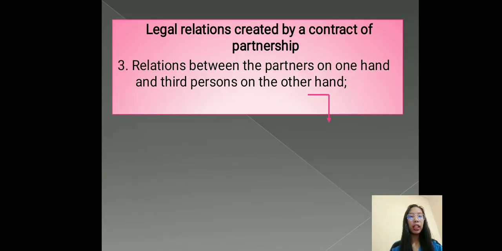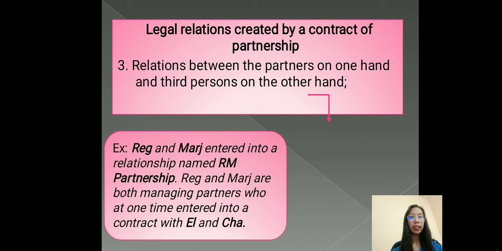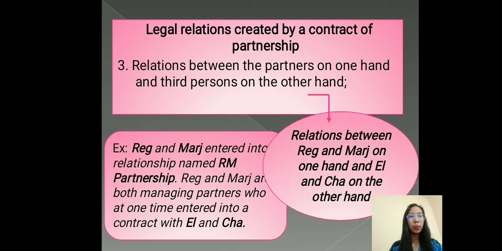Number 3, the relations between the partners on one hand and third persons on the other hand. So, I have an example. Reg and Marge entered into a relationship named RM partnership. Reg and Marge are both managing partners who at one time entered into a contract with L and Cha. So, L and Cha is the third person. So, number 3 refers to the relations between Reg and Marge on one hand and L and Cha on the other hand.